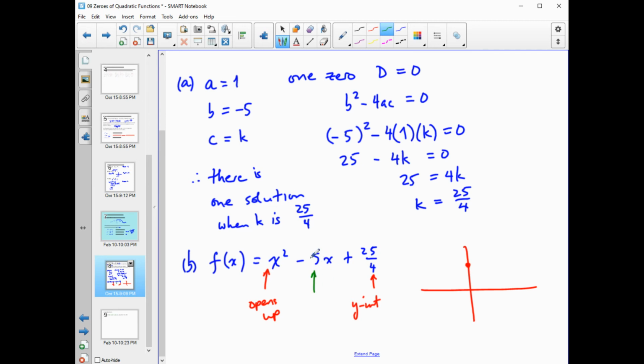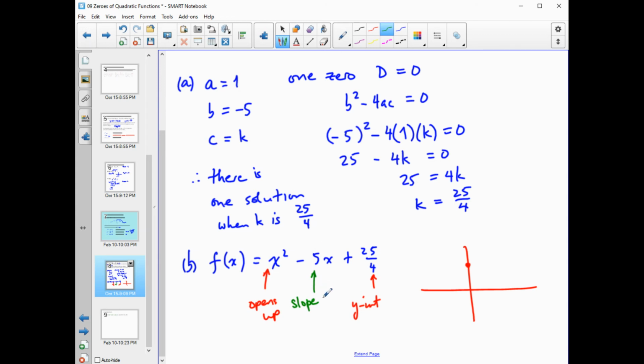There's not a lot of talk about what the b value means in ax squared plus bx plus c. We make use of it, but we don't really talk about it. And so I'm just going to throw in this little extra piece of information so you understand why I'm sketching it the way I am.